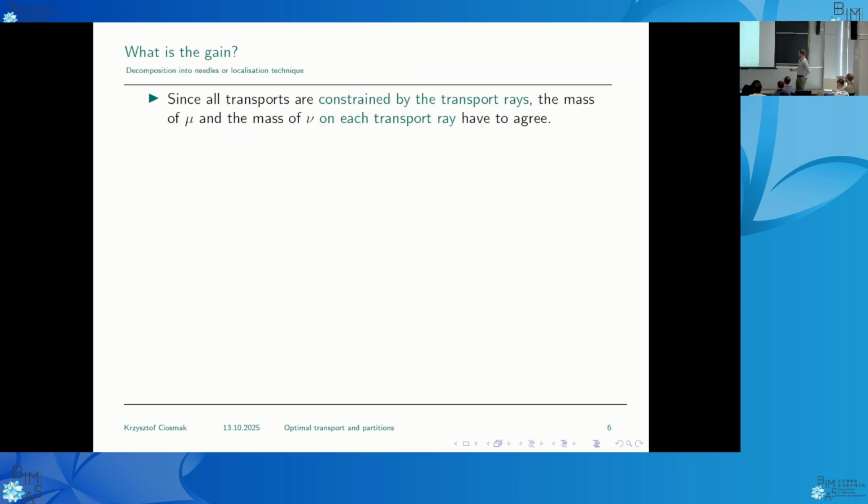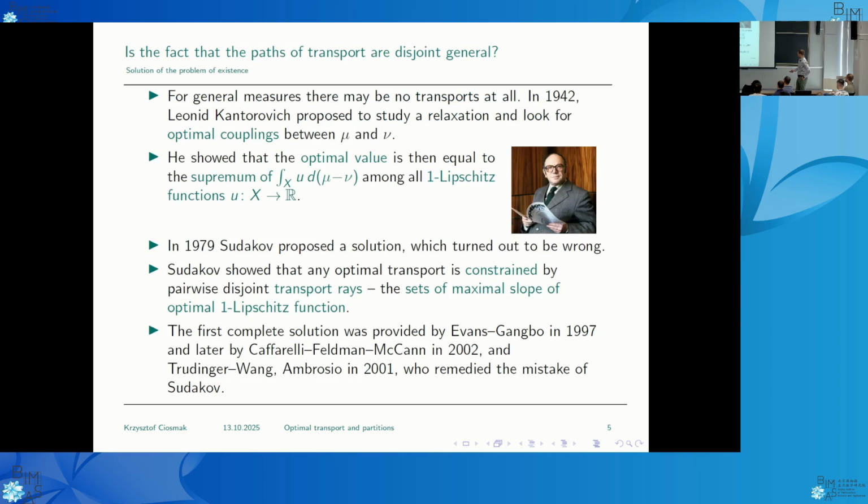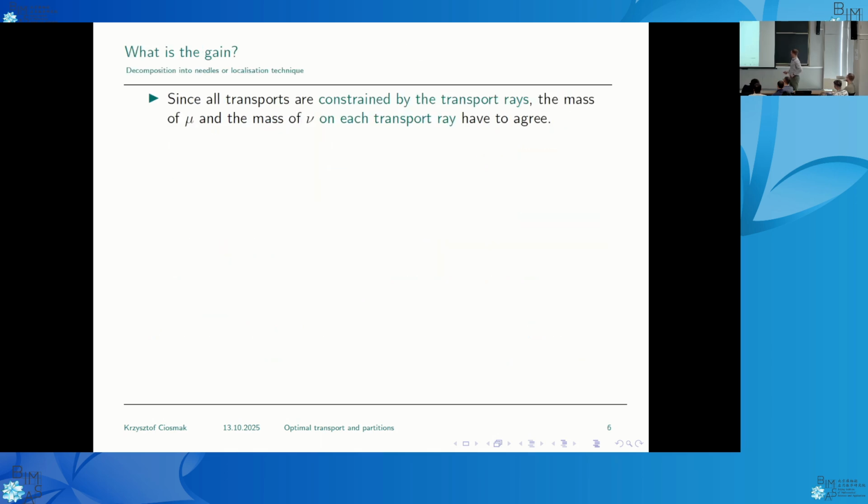Let me stress again that these transport rays form a partition. So this relates the optimal transport problem to the first slide of my talk. What's the gain that we have from this partitioning? The gain is that the transport is constrained by these transport rays, and therefore the mass of mu and nu on each of the transport rays is the same.